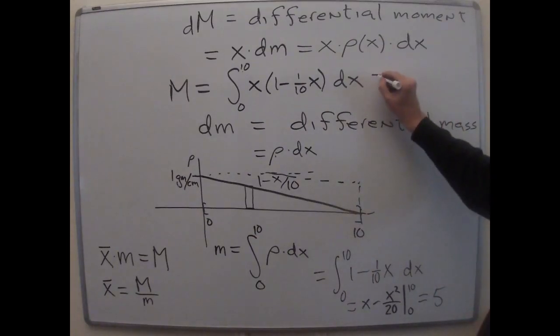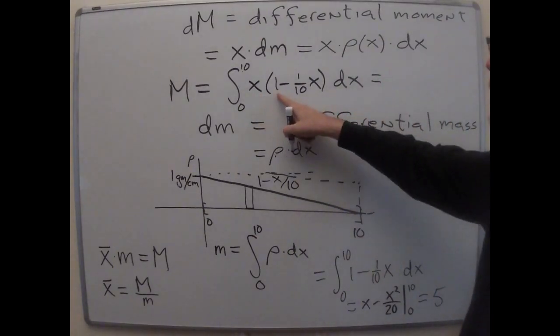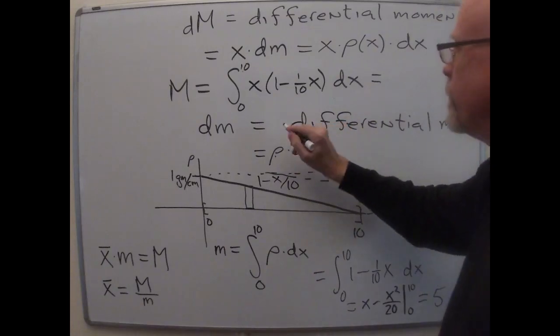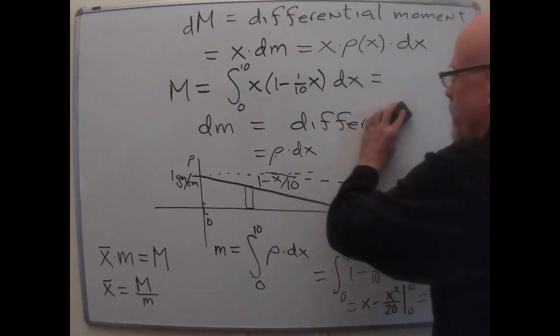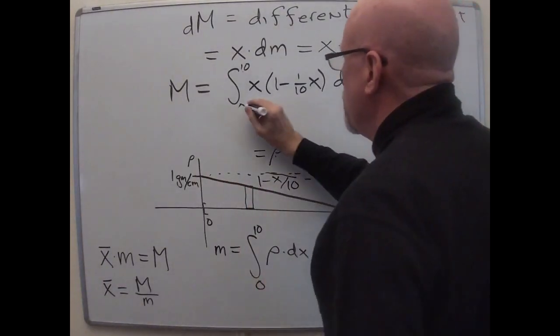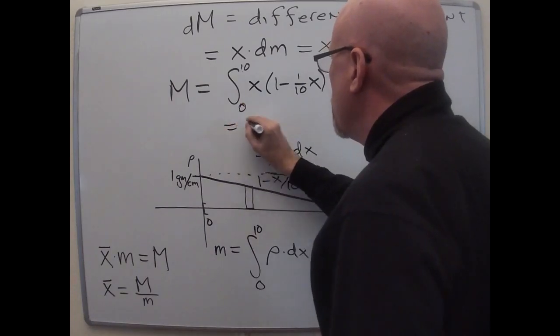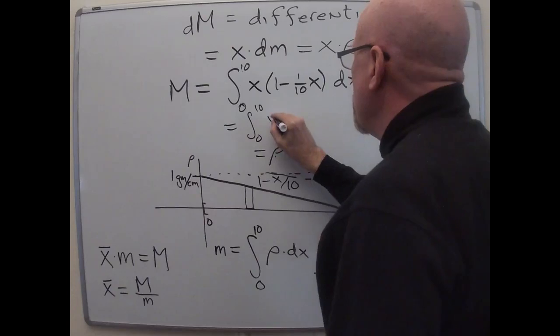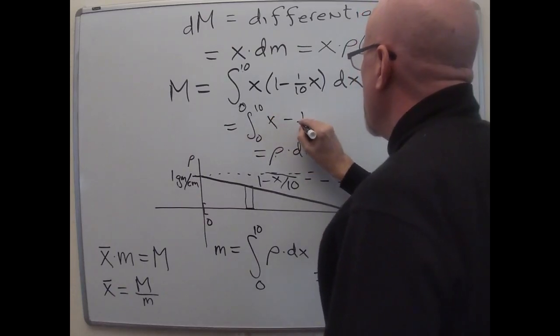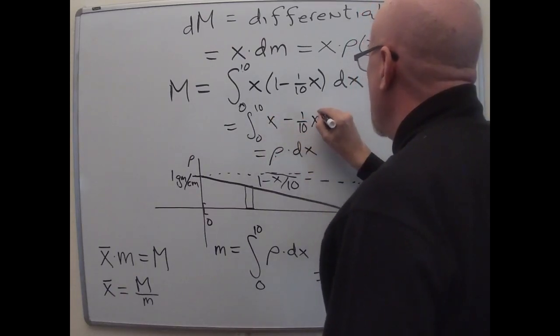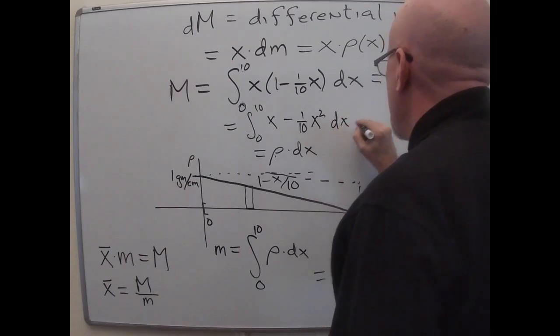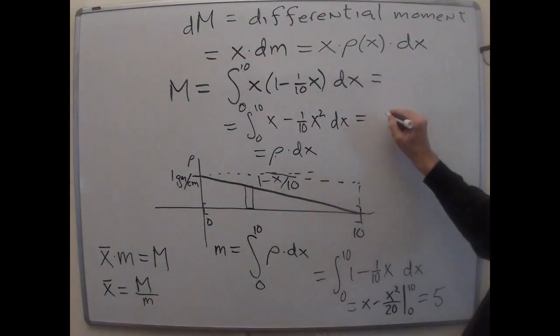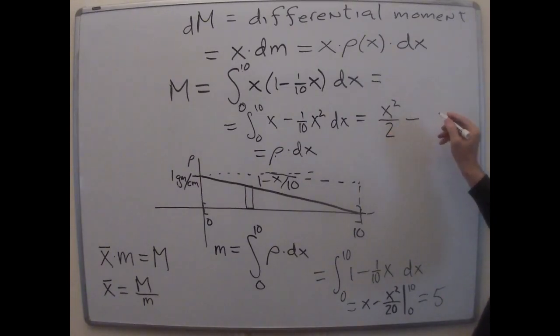What about this other integral? Well, we should probably distribute there. So I'm just going to squeeze it in right there. We need the integral from 0 to 10 of x minus 1/10 x squared, dx, which is x squared over 2 minus x cubed over 30.